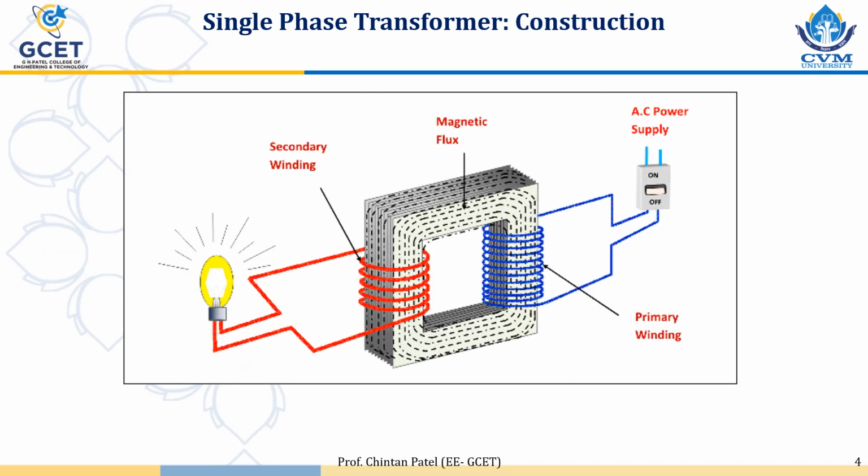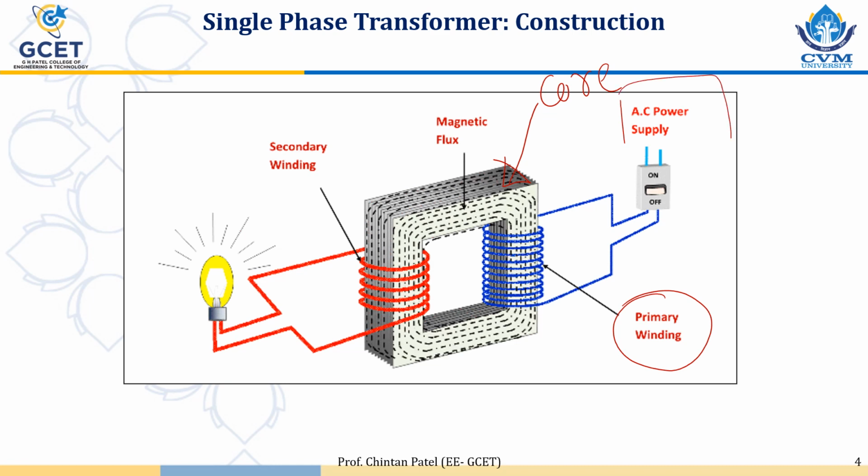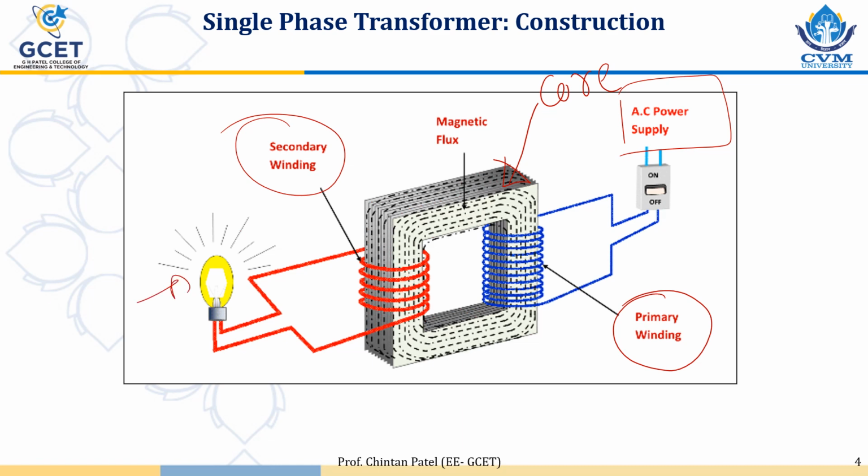This is a schematic diagram of a transformer. We can observe here a magnetic core. So this part is magnetic core. On right hand side there is a blue winding which is primary winding, and it is connected with the AC supply. The red winding is the secondary winding and it is connected with load.